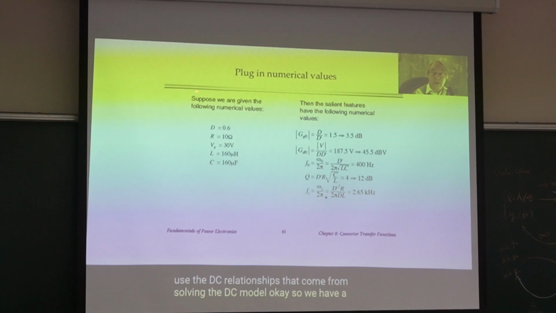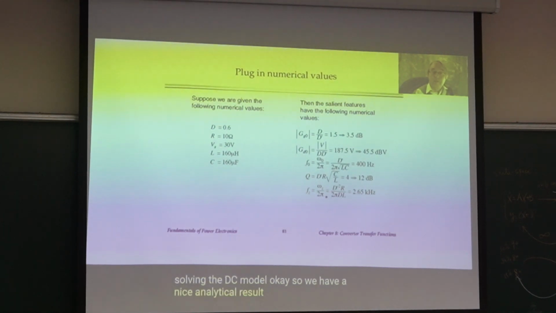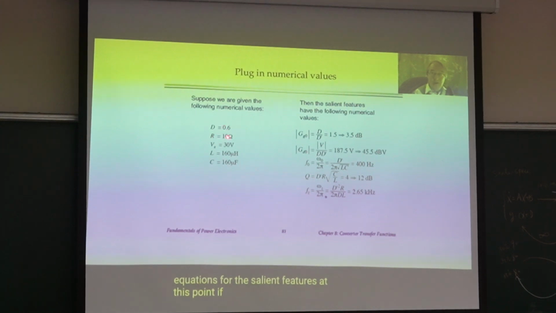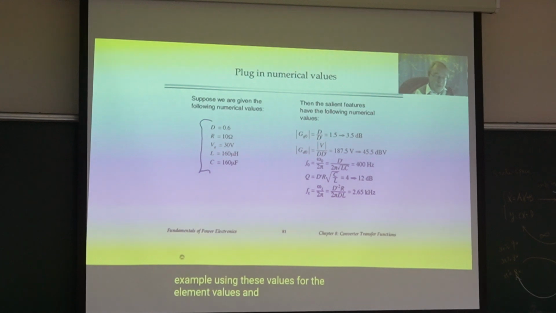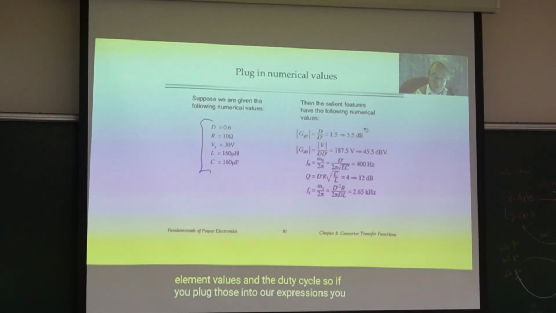Okay, so we have a nice analytical result for the setting parameter features. At this point, we would like to plug in the values of VG, duty cycle, resistance, L and C, and construct the Bode plot, where we want to use the numeric values to show the real result. These are the values for the element values and duty cycle. If you plug those into our expressions, you get these.